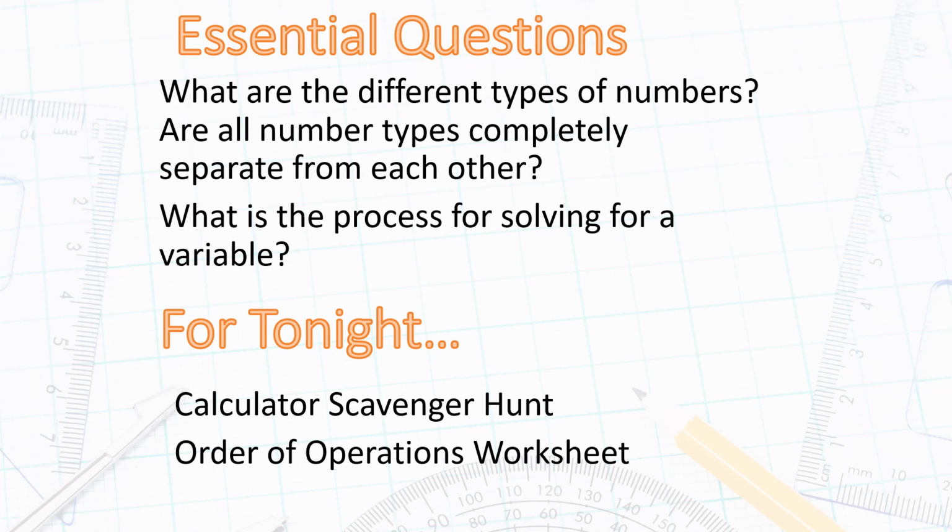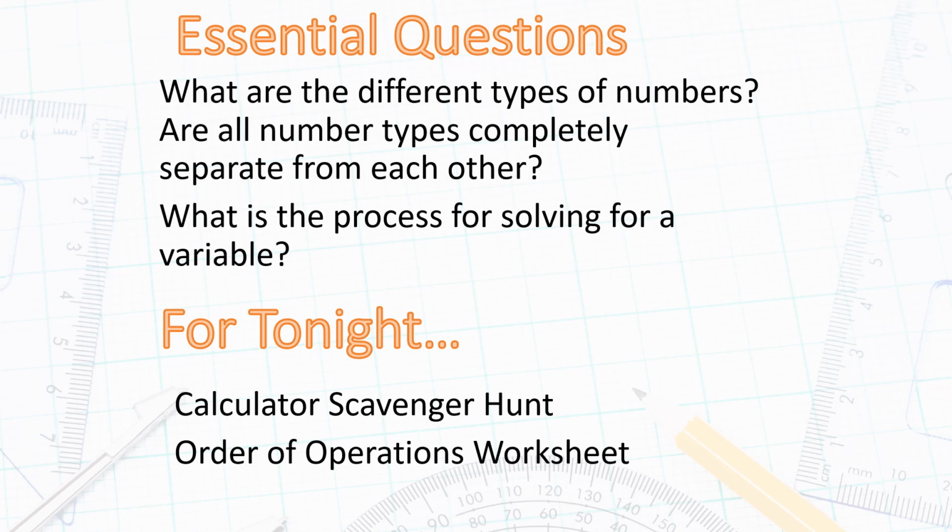All right, so our essential questions for today: what are the different types of numbers? Are all number types completely separate from one another? And what is the process for solving for a variable? So the first one, what are the different types of numbers? We've got real and imaginary. Within the real numbers, we've got rational and irrational. Within the rational numbers, we've got integers, natural numbers. We've got prime numbers, composite numbers, square numbers. There's a whole bunch going on in there.